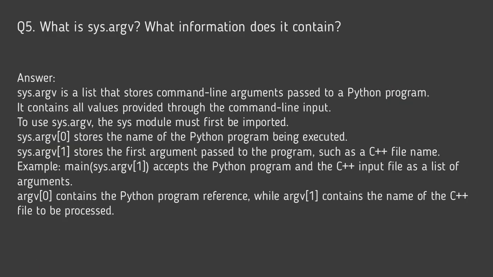sys.argv stores command line arguments passed to a Python program. The first element contains the program name, and the next elements contain the input arguments provided to the program.